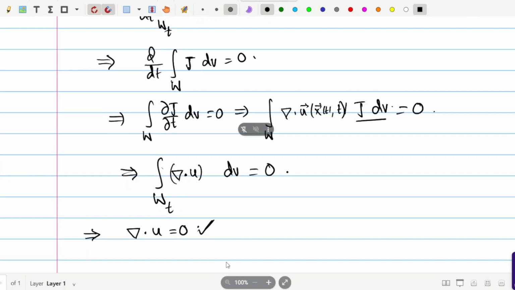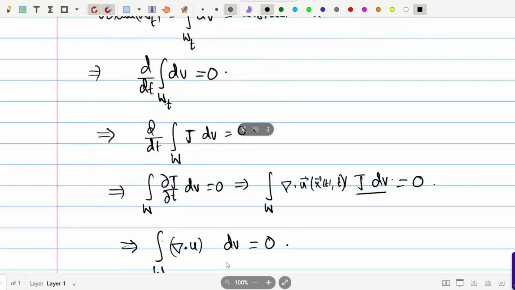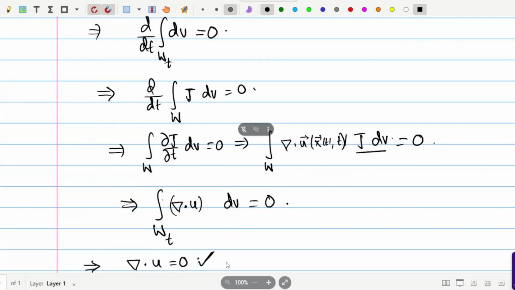So what happens to J, the Jacobian J? It should be identically 1. Can you see that? Can you tell why J has to be identically 1? Suppose it is not 1. Then what happens? So how do you prove mathematically that J has to be 1?